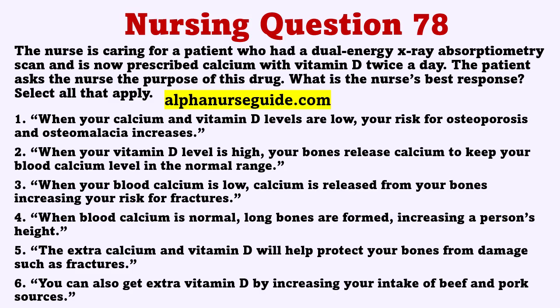The correct answers are 1. When your calcium and vitamin D levels are low, your risk for osteoporosis and osteomalacia increases. 3. When your blood calcium is low, calcium is released from your bones, increasing your risk for fractures. And 5. The extra calcium and vitamin D will help protect your bones from damage, such as fractures.